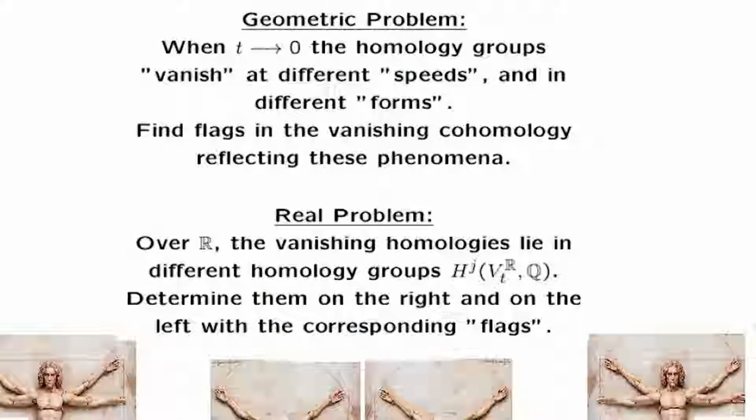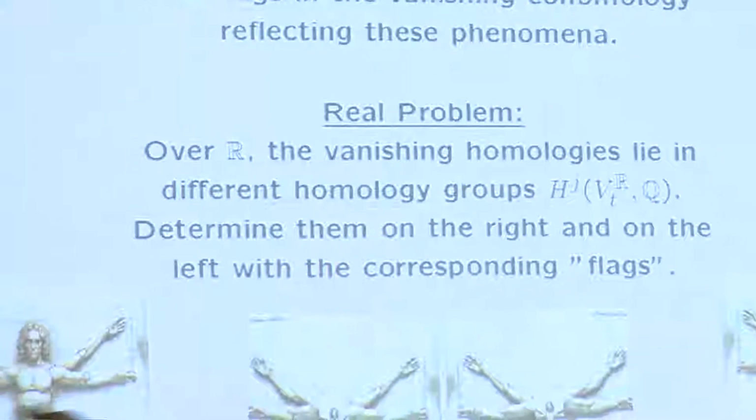But each one of them has a speed of vanishing, so they are grouped together by speed, and then what happens on the right and what happens on the left is related. So in the real case, so in the complex case, you have something, you go around, it's the same, and then you come back, it's the same on the right and on the left.